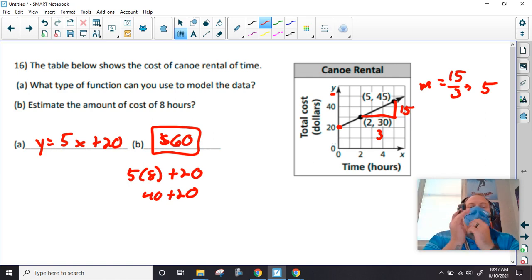Where does the 60 come from? I just pulled it out of the air. No. On the B part, it says estimate the cost of 8 hours. So that means if I take this equation and plug in 8 right here. Well, what's 5 times 8? 40. Yeah, you can use your calculator. What's 40 plus 20? 60. That's where the 60 came from.